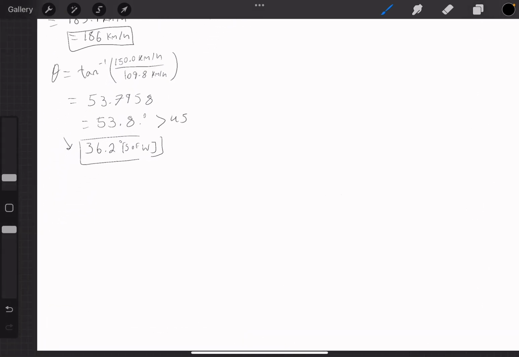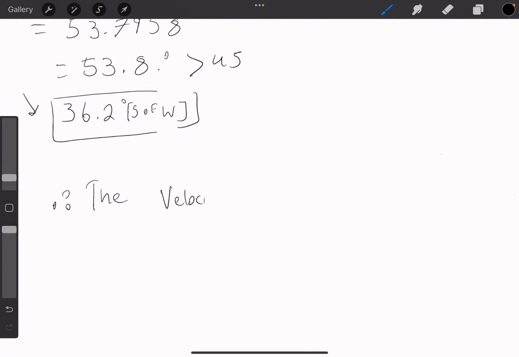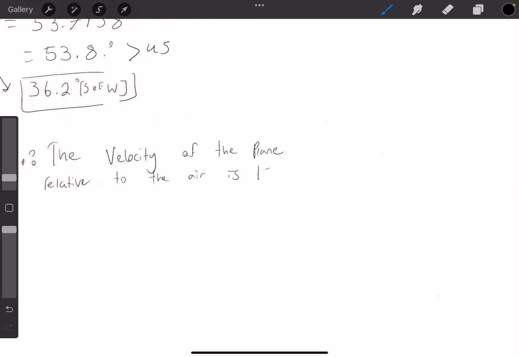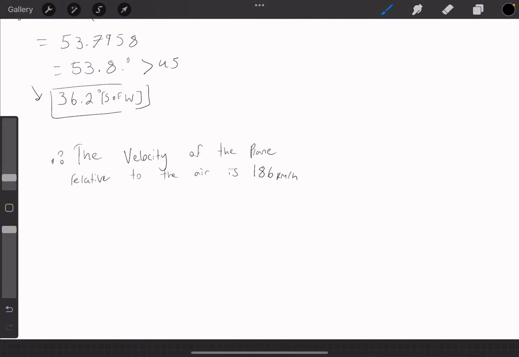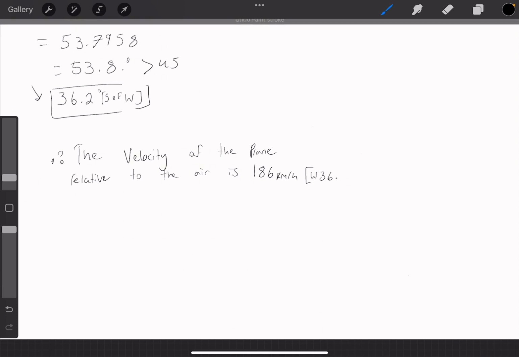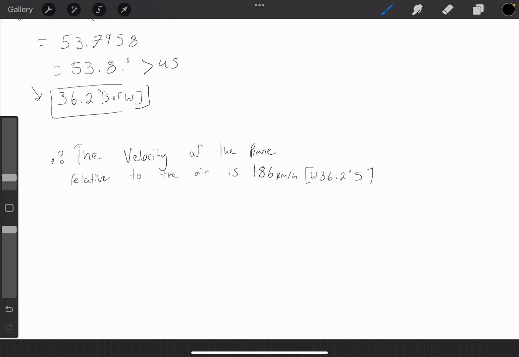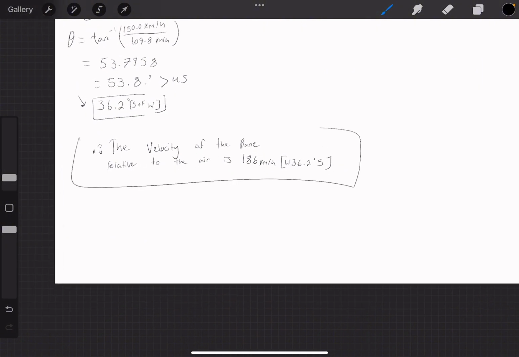So, therefore, the velocity of the plane relative to the air is 186 kilometers per hour, and I'll write here, west 36.2 degrees south. That is the final answer.